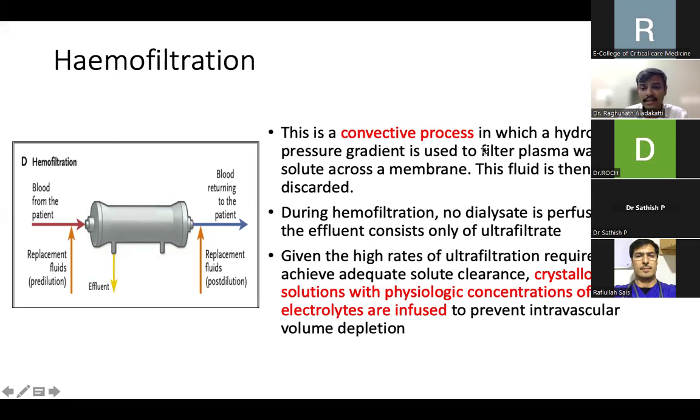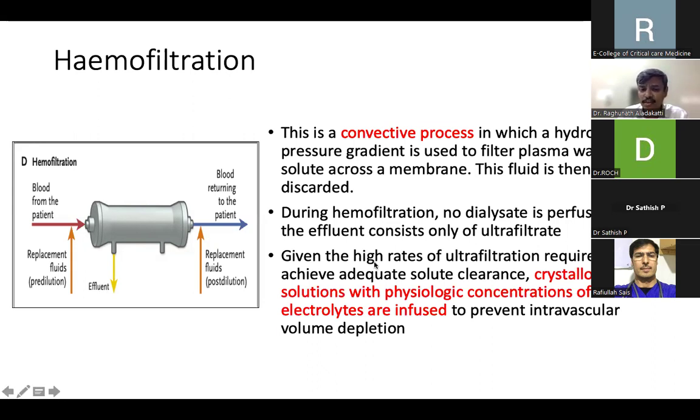During hemofiltration, there is no dialysate. You can see here, no dialysate is perfused. It's only high pressure to low pressure, and fluid is removed. Along with the fluid, solutes are removed. So during hemofiltration, no dialysate is perfused, and the effluent, as we call it, consists only of the ultrafiltrate.